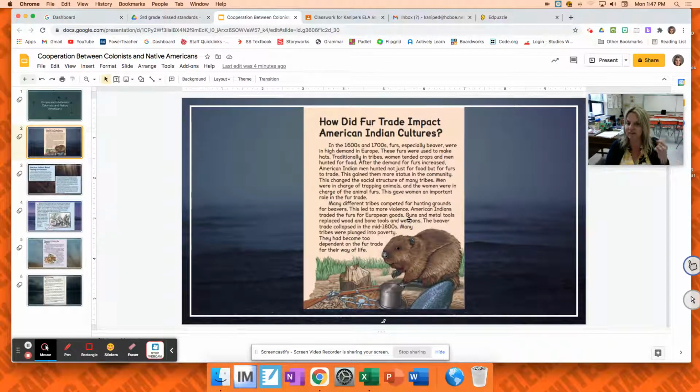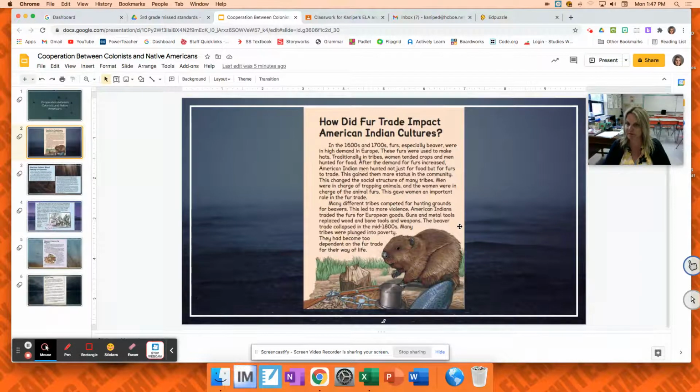Now, what did Europe have that the natives wanted? Guns and metal tools. They didn't have things made out of metal. They had wood and bone tools and weapons. So that replaced their old style of weapons, and they wanted more and more of the things made out of metal. The beaver trade collapsed in the mid 1800s.